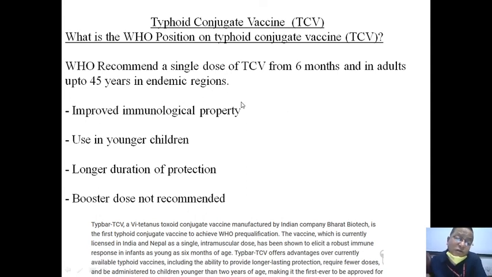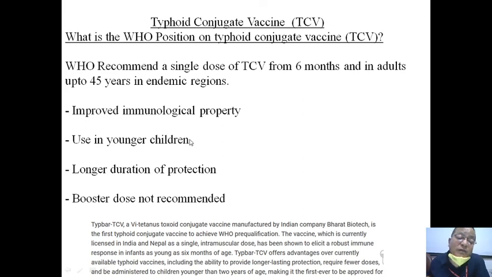The difference of this particular vaccine from the rest of the vaccines, like the TY21A or only VI polysaccharide vaccine, is that this has improved immunological property. The typhoid conjugate vaccine, like the meningococcal conjugate vaccine or pneumococcal conjugate vaccine, produces long-term immunity. This can be used in younger children, like the pneumococcus and Haemophilus influenzae B conjugate vaccines. This will be given at the age of 6 months.